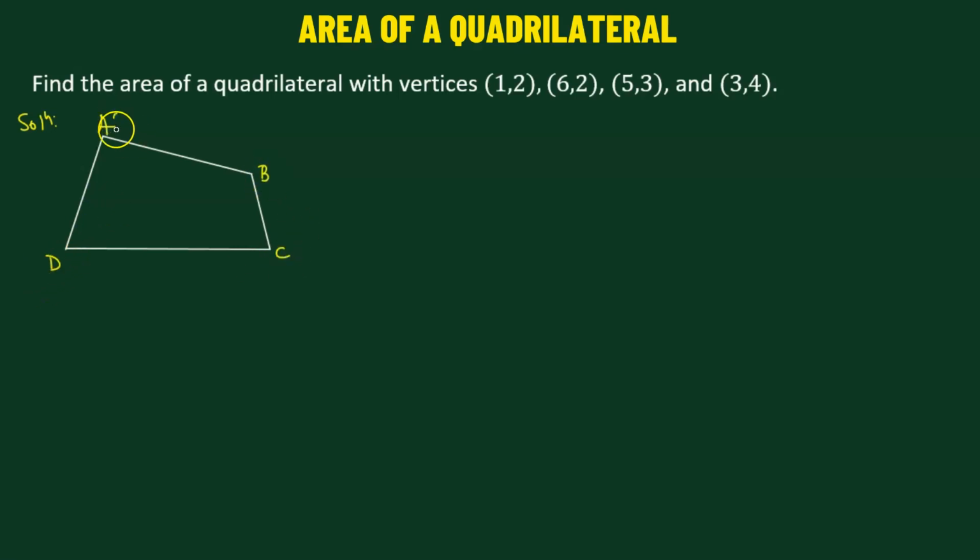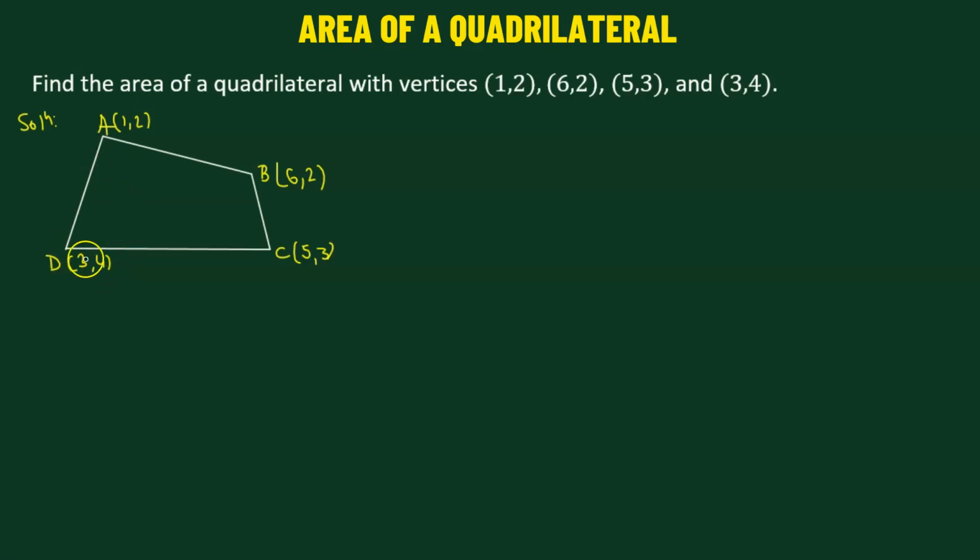Let us suppose that the coordinates of the vertex A is (1, 2). The coordinates of vertex B, let it be denoted by (6, 2). Coordinates of vertex C, let it be (5, 3). And then coordinates of D, let it be (3, 4).